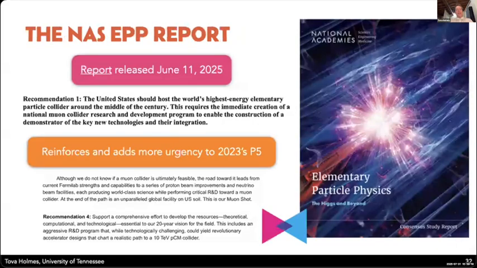Okay, so all of this brings me to the most recent event in the US, which was the NAS EPP report, released June 11th. This had as its first recommendation: the United States should host the world's highest energy elementary particle collider around the middle of the century. This requires the immediate creation of a national muon collider research and development program to enable the construction of a demonstrator of the key new technologies and their integration. So I would say that this reinforces and adds more urgency to what we had already heard from P5 in 2023, and really lets us know that we should continue pushing on this challenging effort.